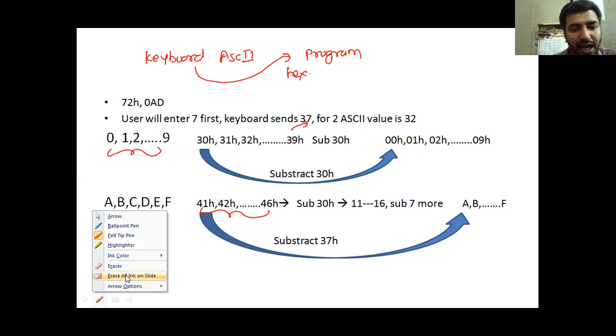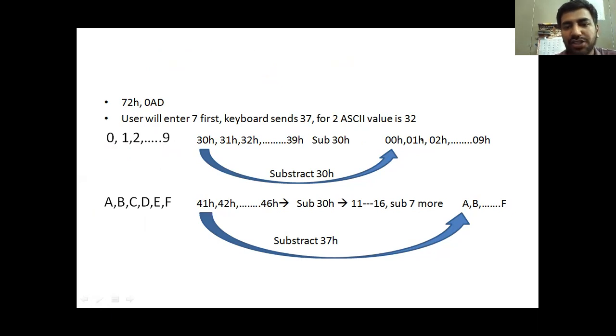Next thing is how to get my original number from this ASCII number. It's very simple. As the bias of 30 and 37 was added, we have to remove this bias to get the original number. So I have to subtract 30. When I subtract 30, I will get my original number. Same case if the number is in the range A to F, I have to subtract 37.